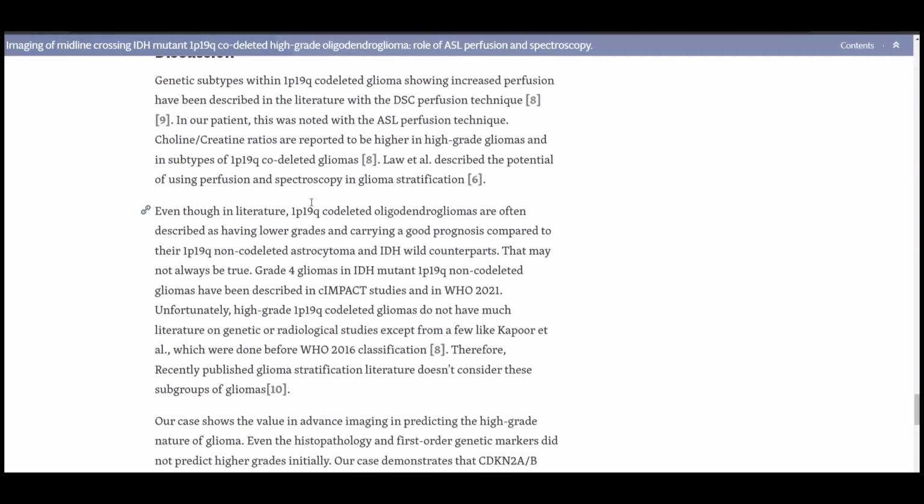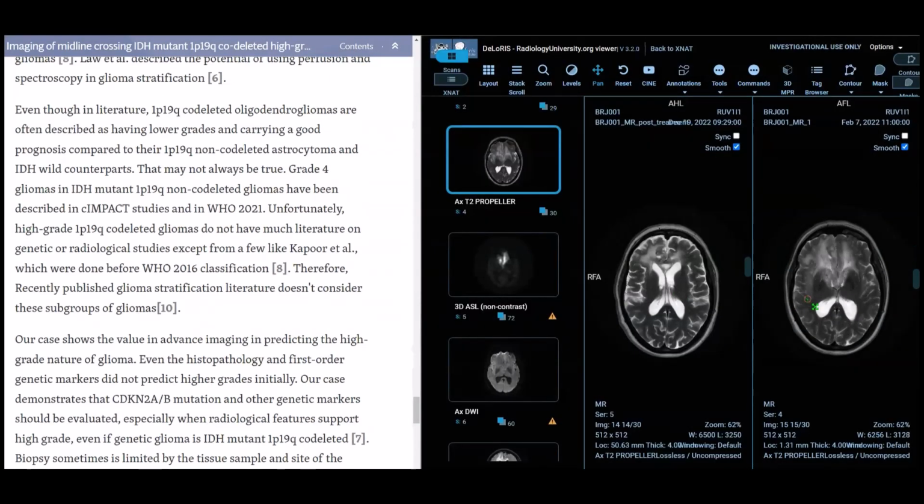Even though in literature, 1p19q co-deleted oligodendrogliomas are often described as having lower grades and carrying a good prognosis compared to their 1p19q non-co-deleted astrocytoma and IDH wild-type counterparts, that may not always be true. Grade 4 gliomas in IDH mutant 1p19q non-co-deleted gliomas have been described in CIMPACT studies and in WHO 2021.